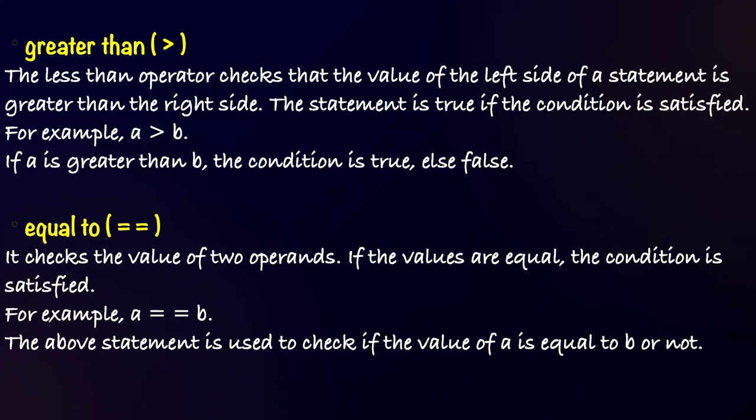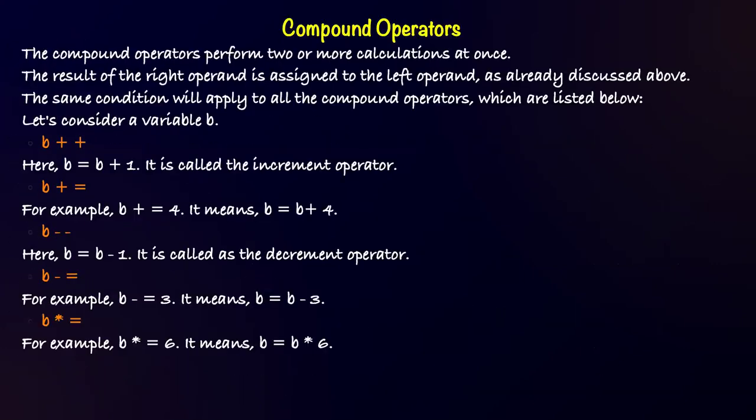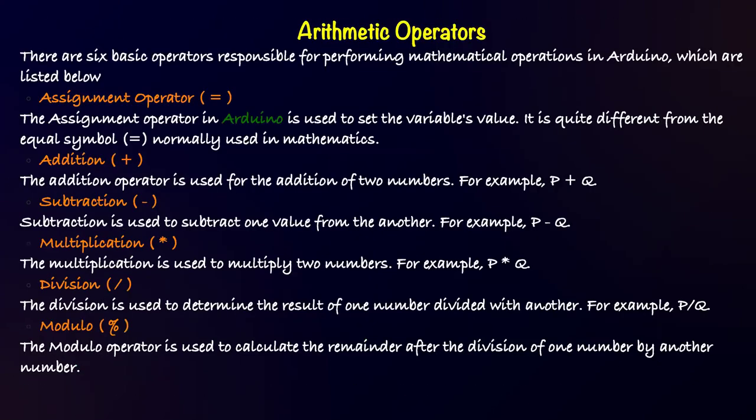Now the equal to operator. It checks the value of two operands. That means if the values are equal, the condition is satisfied. And try to understand this. Previously, let me show you. Previously, we have one operator called the assignment operator. It is a single equal. Assignment operator, what is this? How are we using it? We are just assigning a value. For example, b equal to 5. That means for this case only, we have assigned the variable b to be the value 5. So this is the assignment operator, single equal.